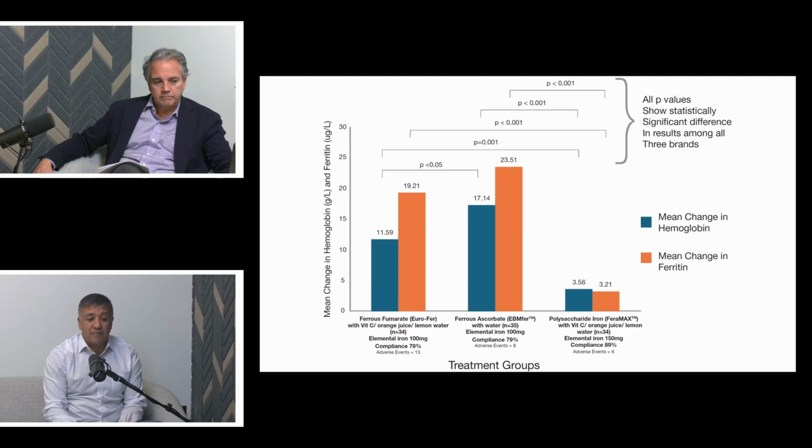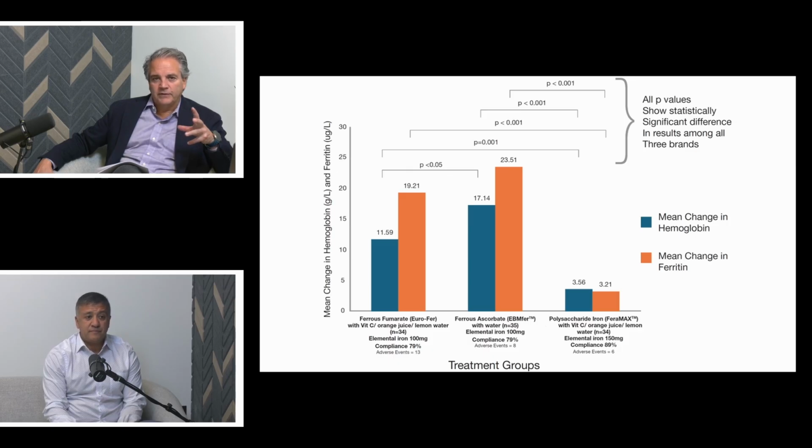Jeff, the difference in hemoglobin and ferritin were quite significant, with the ferrous salts clearly outperforming the polysaccharide. The hemoglobin rose by 17 points with the ferrous ascorbate, 11.6 with the ferrous fumarate, and 3.56 with the polysaccharide. Similarly, the ferritin rose by 23.5 with the ferrous ascorbate formulation, 19.2 with the ferrous fumarate, and 3.2 with the polysaccharide.